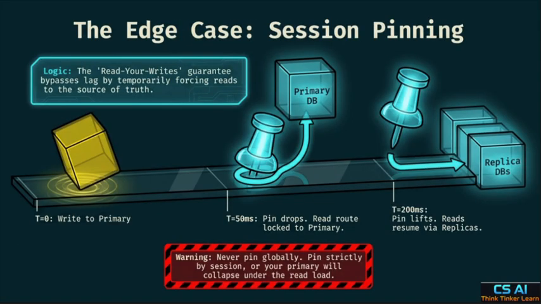We solve the missing data problem for the active user via session pinning. This ensures a read-your-writes guarantee. When a user performs a write at t equals 0, we pin their session to the primary database for a very short window, say 200 milliseconds. This bypasses the replication lag entirely for that specific user. Once the lag window passes at t equals 200 milliseconds, the pin lifts and the user's reads resume via the replicas. Warning: never pin globally or your primary will collapse.